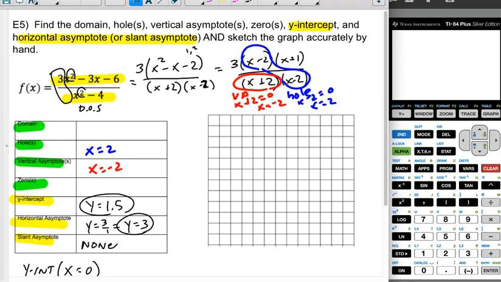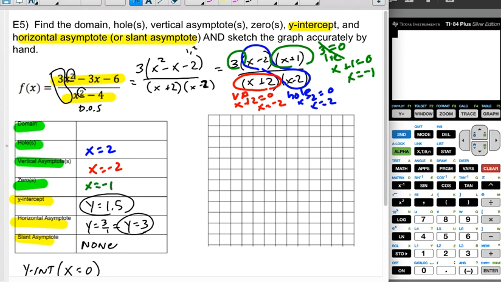right? My root is going to happen when the stuff on top equals 0, right? So either 3 equals 0, but that's a lie, right? Or x plus 1 is 0. Well, that's going to be an x is -1. So there's my 0, or my root is at x is -1.